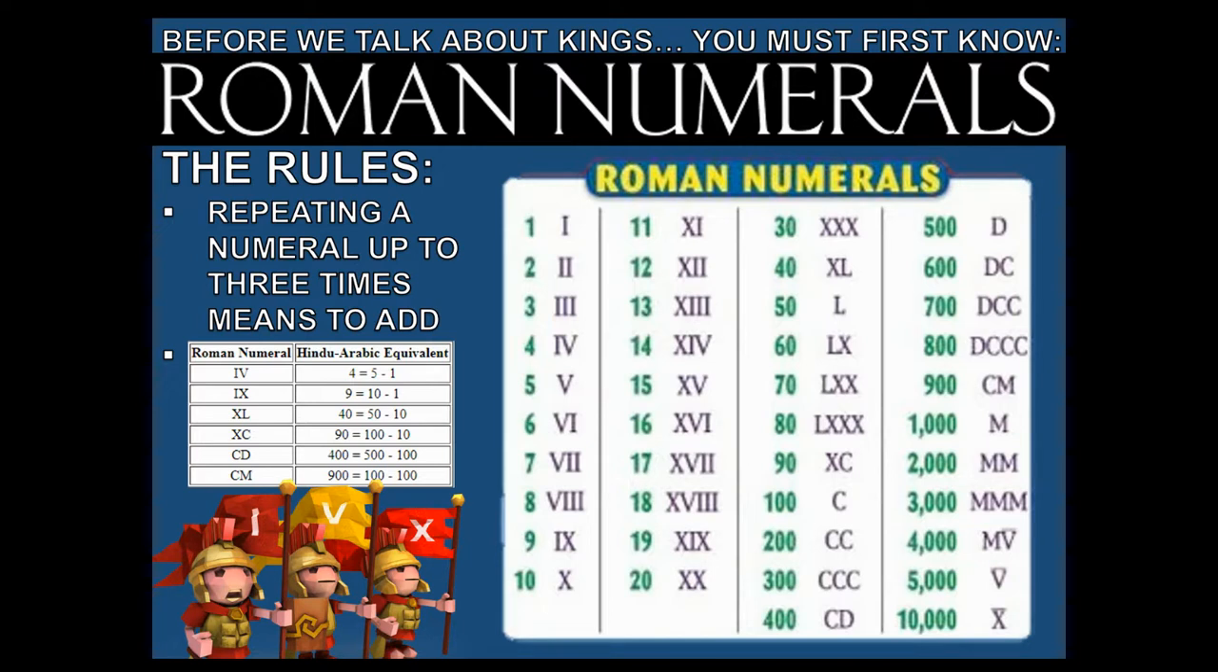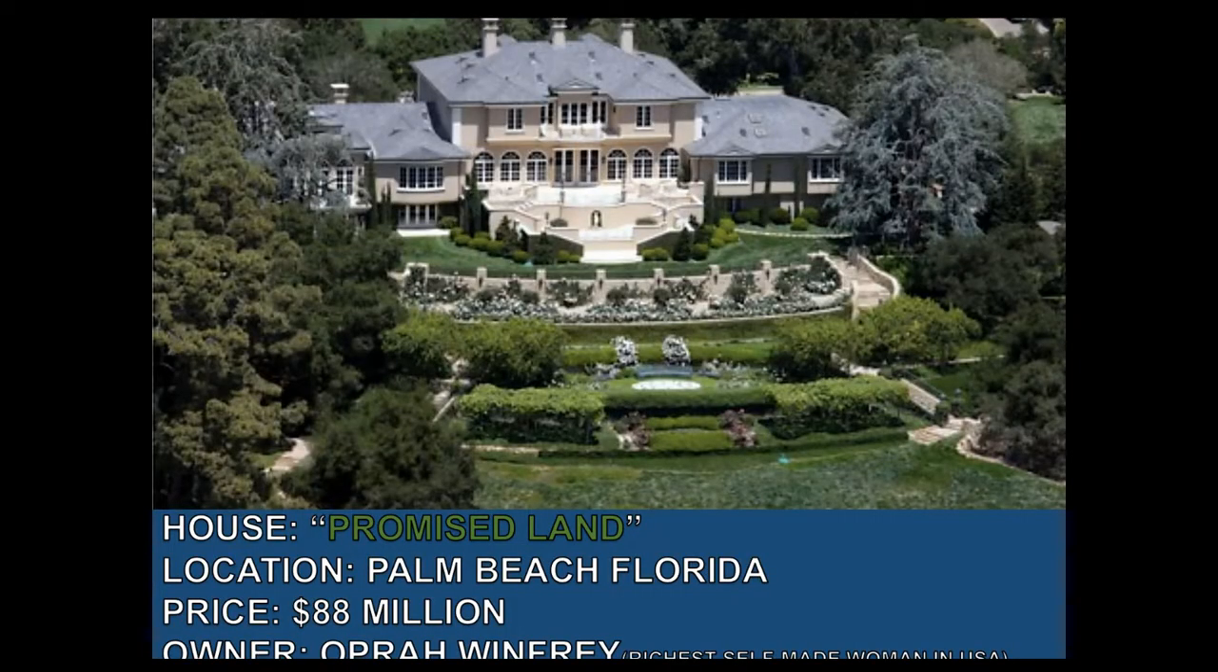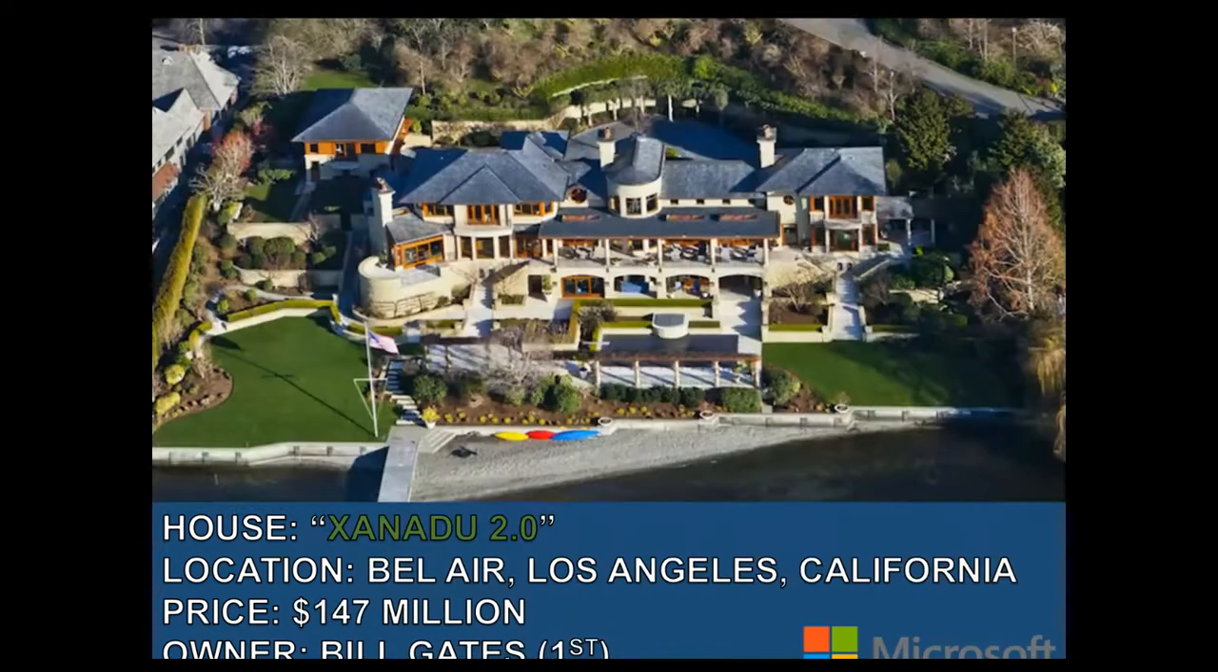So speaking of rich people, let's take a look at some of the houses of the richest people of the world today. So this first one, you might have heard of her before. This is the House Promised Land, Oprah Winfrey's house. Right here. Not too bad for having her own show. The richest self-made woman in the USA. You've got the richest person in the world, Bill Gates, in his Xanadu 2.0 in Bel Air, LA. Cool, $147 million, pretty humble, 147.